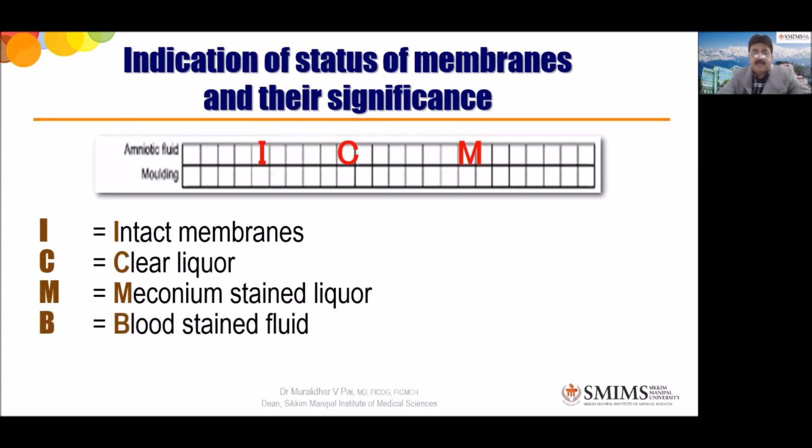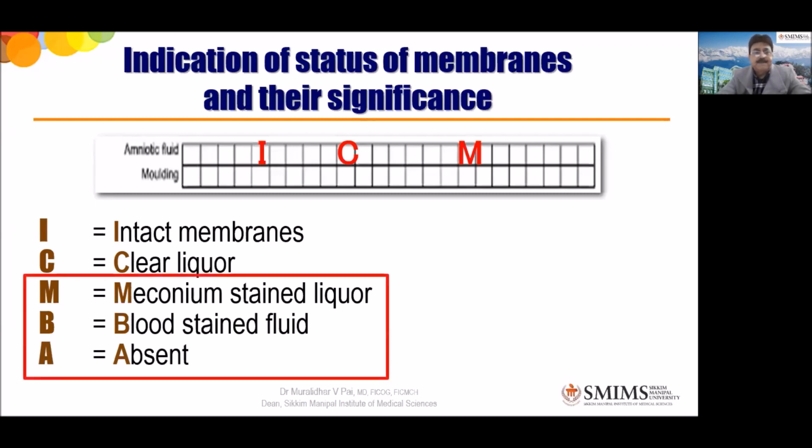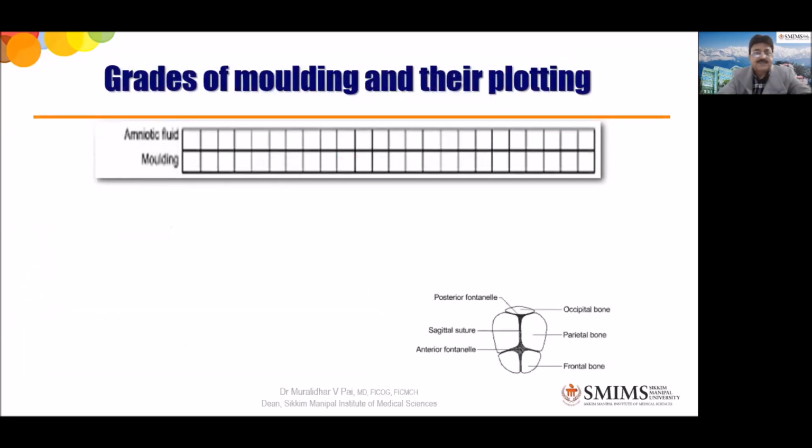If there is any blood, maybe you are dealing with a case of abruption or a placenta previa, you must write blood stained fluid. If it is totally absent liquor, you must write A. So as you can see here, MBA is very dangerous. MBBS is okay. MBA, we have to be alerted.